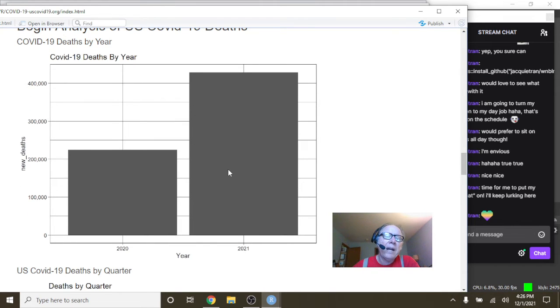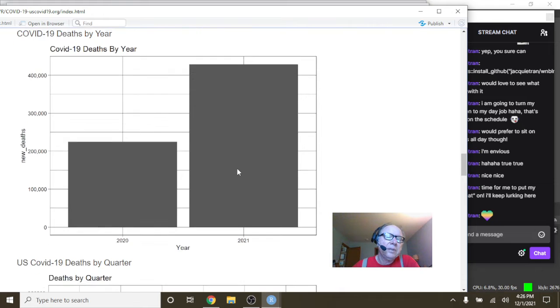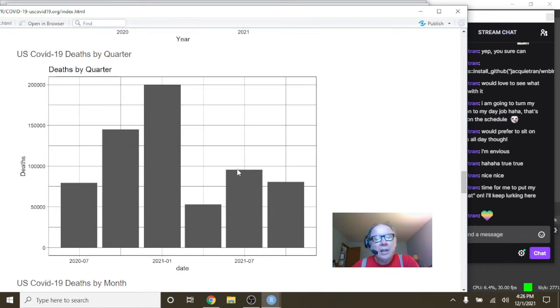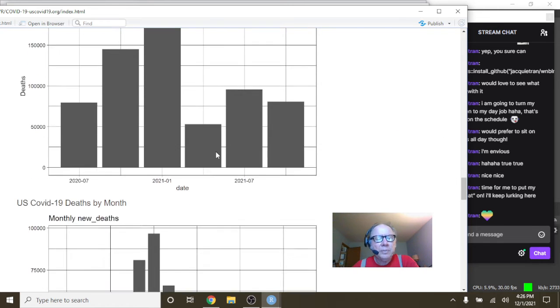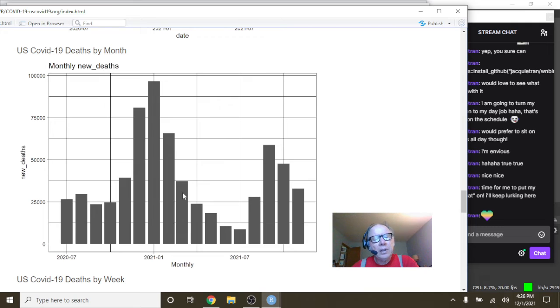Now, if we take a look at deaths here, you can see that again our deaths for 2021 have passed 2020 deaths. And again, the third quarter deaths for the U.S. is the quarter with the third most deaths so far. Monthly cases, 1, 2, 3, 4, 5. We shouldn't lose track of this big declining pattern here.